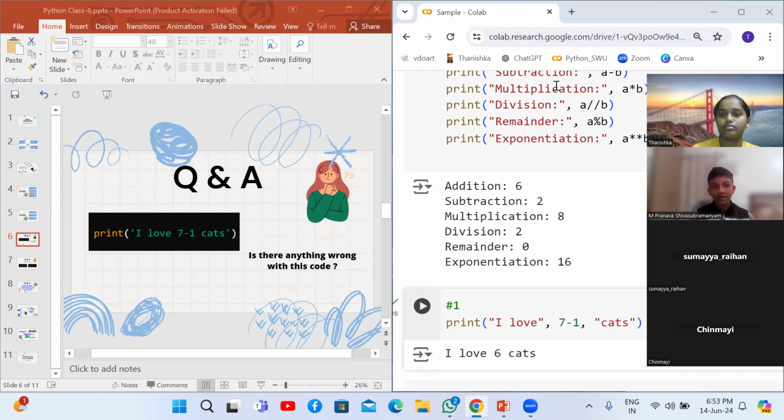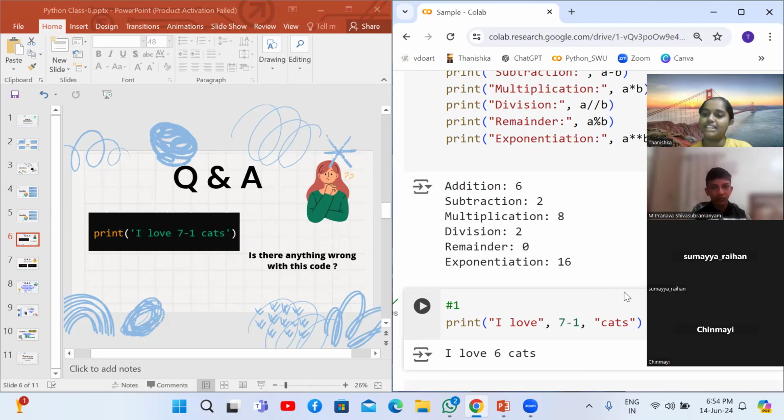So first it was the string I love, then 7 - 1 was considered as an integer because there were no double quotes. If we put double quotes, it will be considered as a string. So it is considered as an integer now, so 7 - 1 is 6 and cats. All together we get I love 6 cats. That's right. Okay, so now I love is a string. So what I've written, I got the same thing. And even cats, the same thing. But here I didn't put the quotation because 7, what is 7?